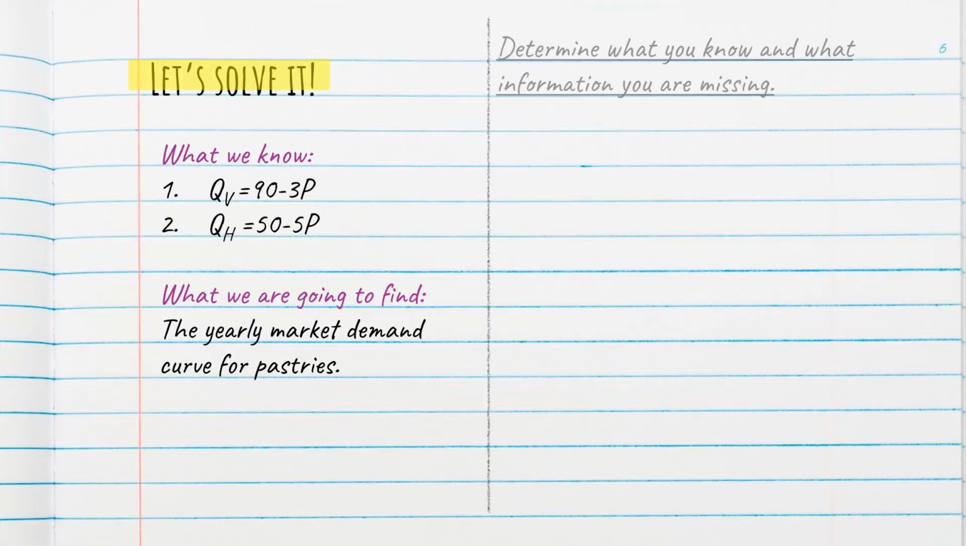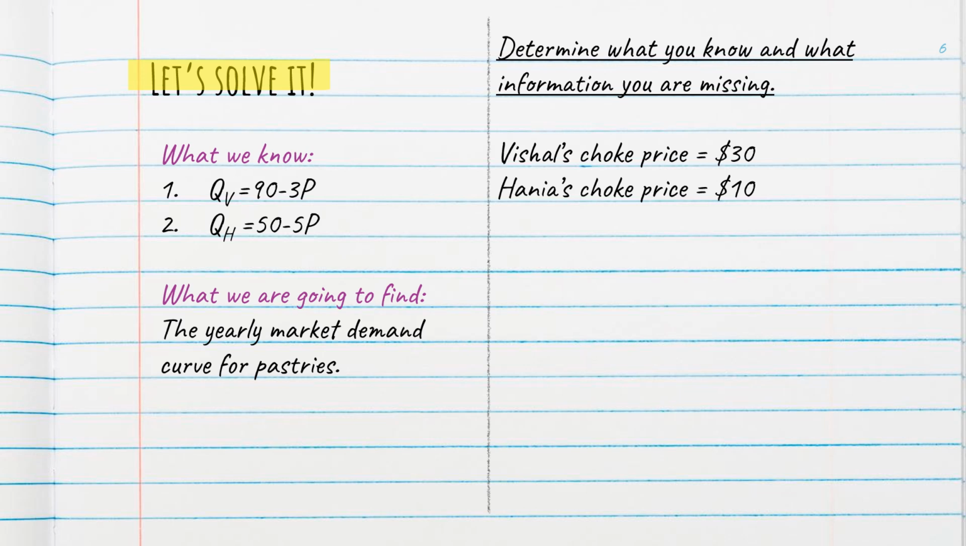So we're going to take a minute and figure out what we know and what information we're missing. It seems silly to say, but it's a really useful intermediate step to say, okay, I've learned some stuff, but I've got to write it all down and figure out what I'm still looking for. So we know that Vishal's choke price is $30 and Hanya's choke price is $10. So that means that demand for pastries when price is between 10 and 30 is going to come only from Vishal, because Hanya is out. It's too high of a price for her. If you're going to charge $11, she doesn't want any.